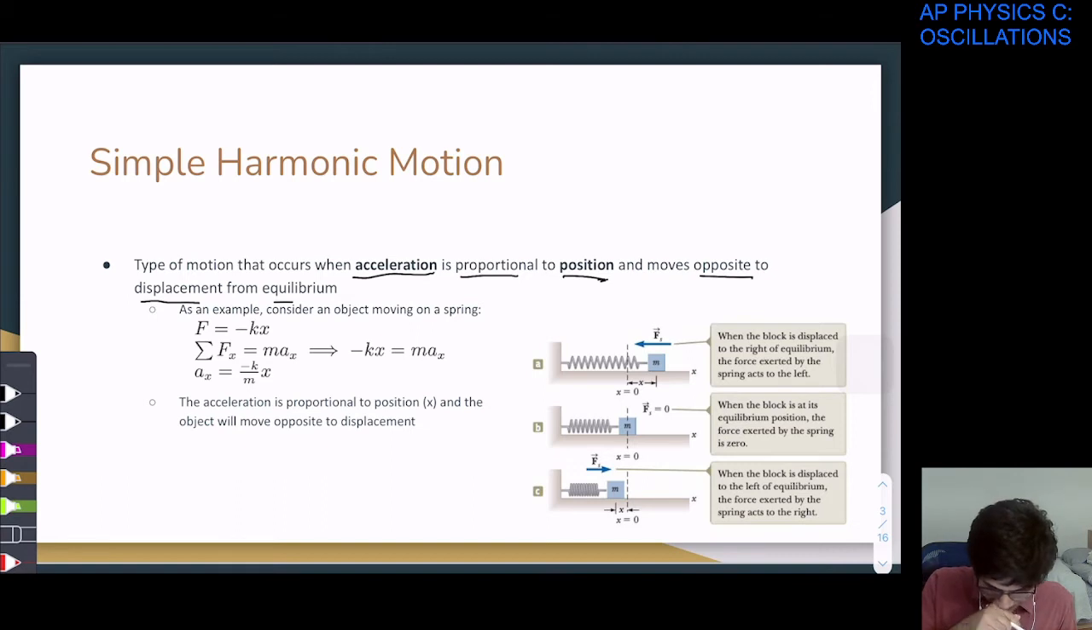So we have a is equal to minus, and the minus sign means that we're traveling opposite to the displacement. So if x increases just slightly, the acceleration will be negative. It'll go in the opposite direction.